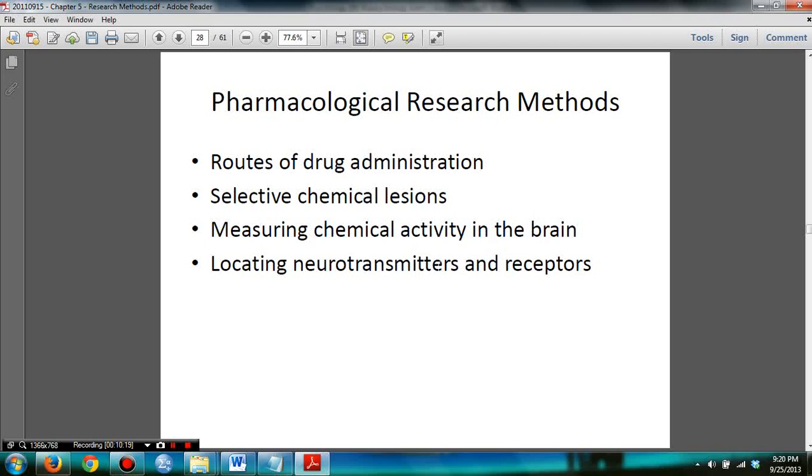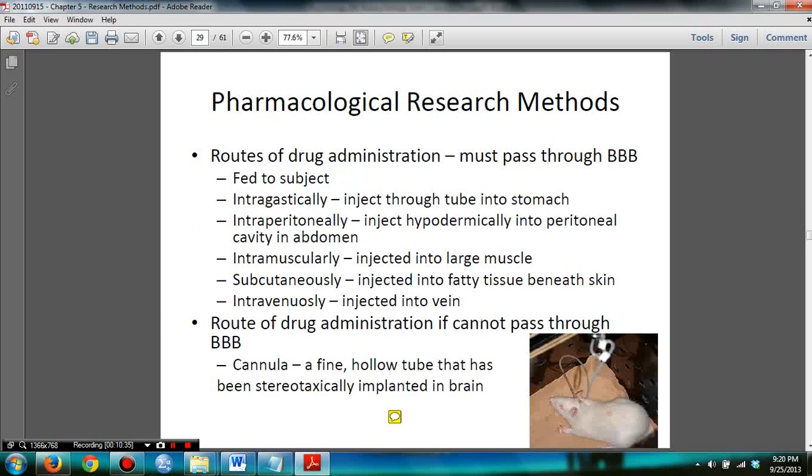And now we're moving into pharmacological research methods. And here's the outline of what you need to know for an exam: the routes for drug administration, selected chemical lesions, measuring chemical activity in the brain, and locating neurotransmitters and receptors.